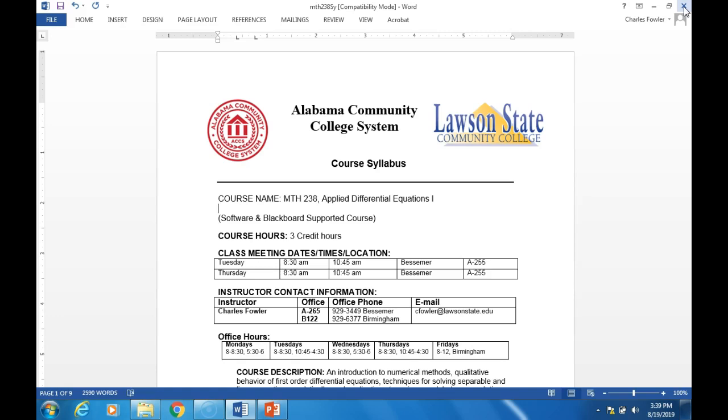Okay. Now, on the Birmingham campus, the number you see listed here is 6377. That's my boss's secretary or administrative assistant's number. And my office on Fridays is right behind her desk in the copy room.